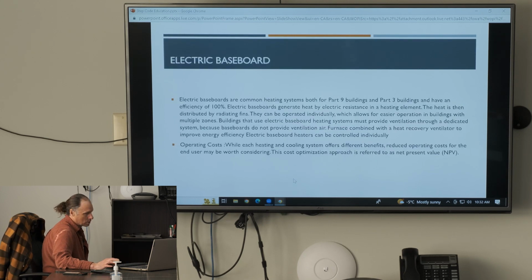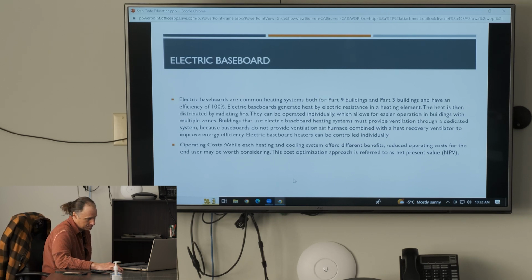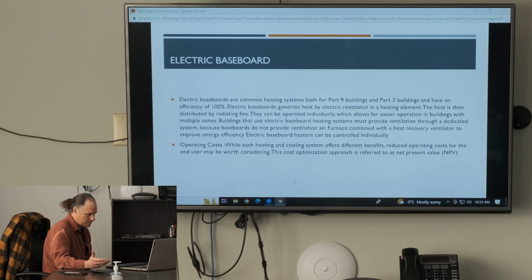So electric baseboard, you don't see this as often, but sometimes this is used to heat homes. They're common heating systems for both Part 9 and Part 3 buildings and have an efficiency of 100%. Electric baseboards generate heat by electrical resistance and a heating element. The heat is then distributed by radiating fins. They can be operated individually, which allows for easier operation in buildings with multiple zones.